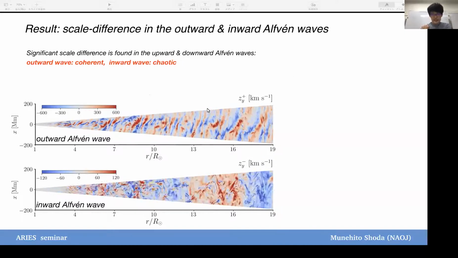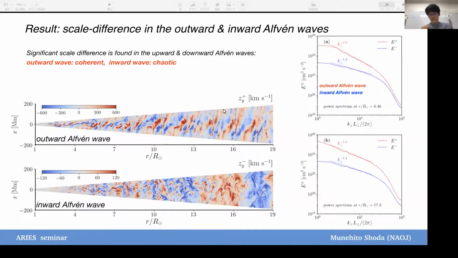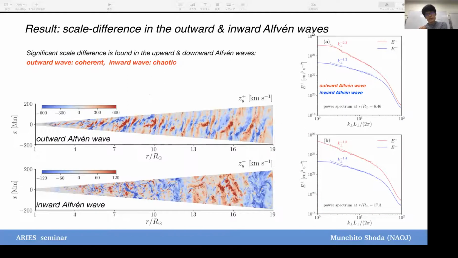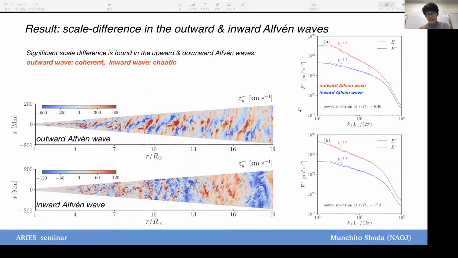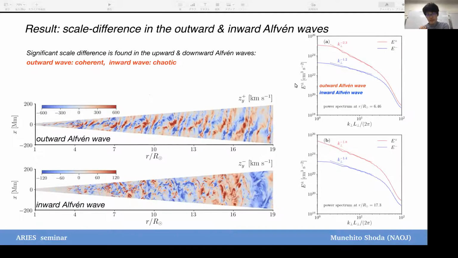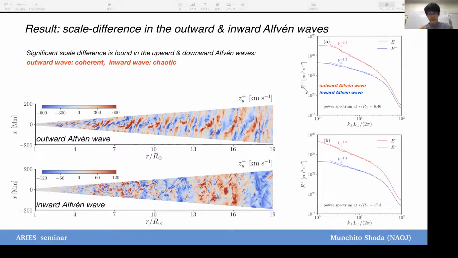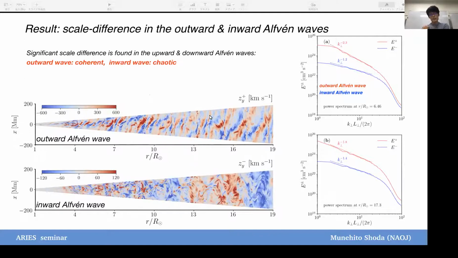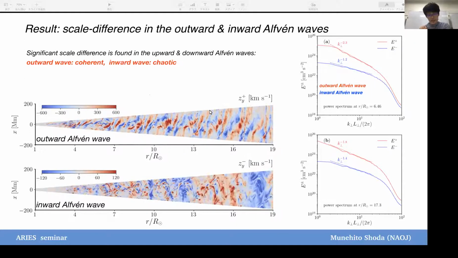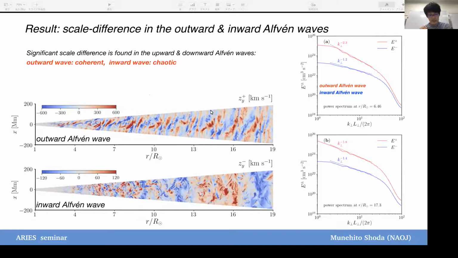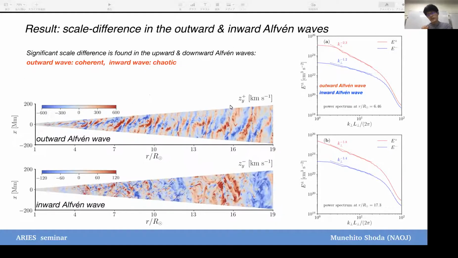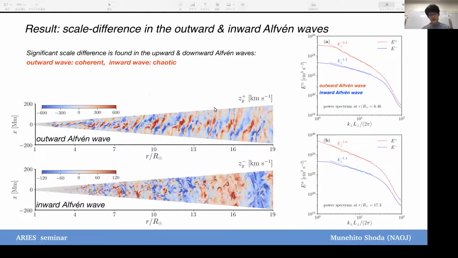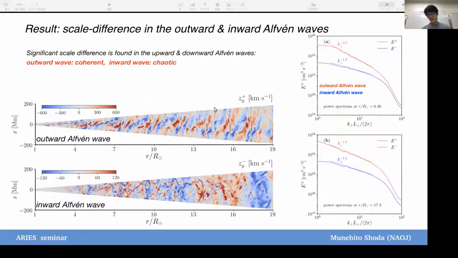And this scale difference is seen more clearly, or quantitatively, if you calculate the power spectrum. What I'm showing here is the power spectrum of the inward Alfvén wave and outward Alfvén wave with respect to the perpendicular wave number. We show the power spectrum with respect to the horizontal structuring, so we take the perpendicular cut and calculate the spectrum inside this perpendicular, or horizontal, plane.